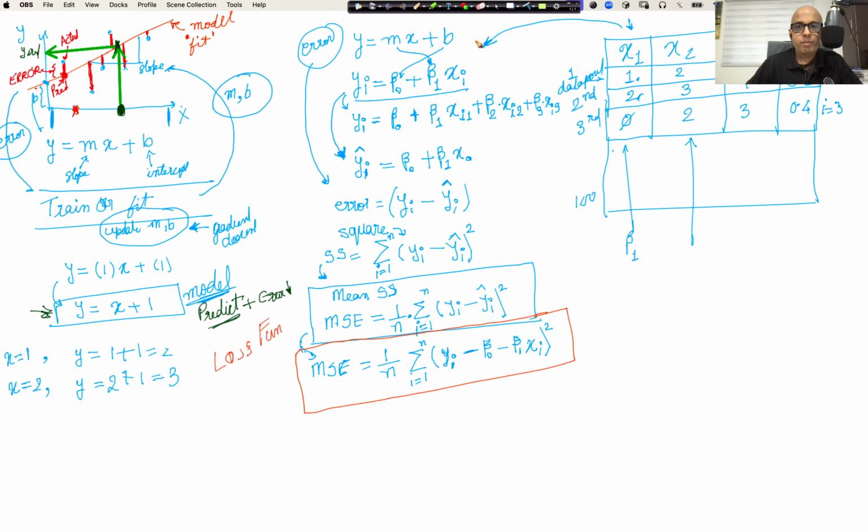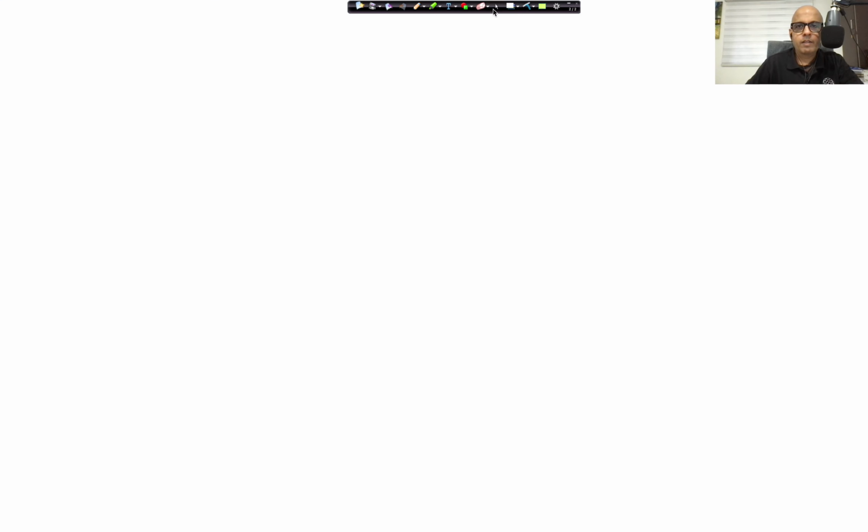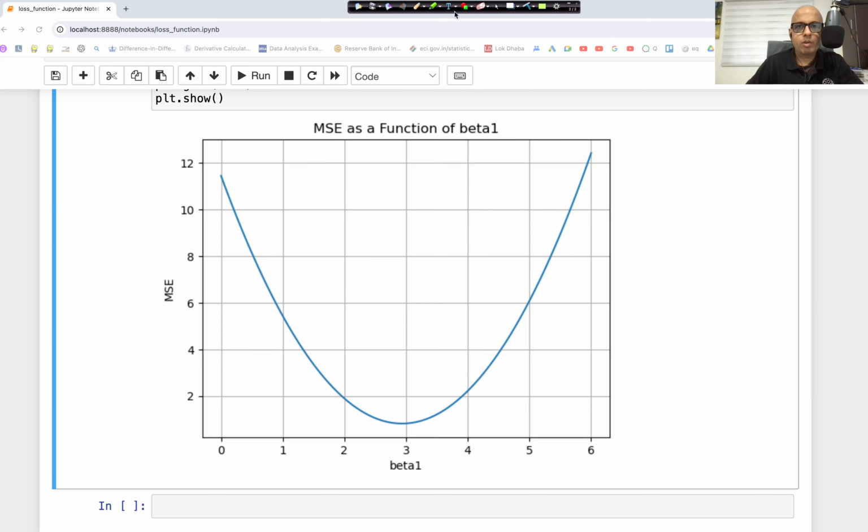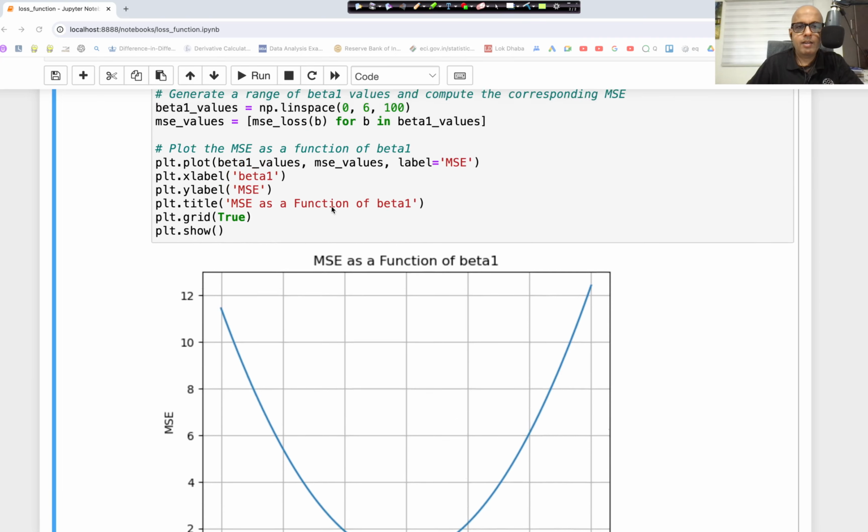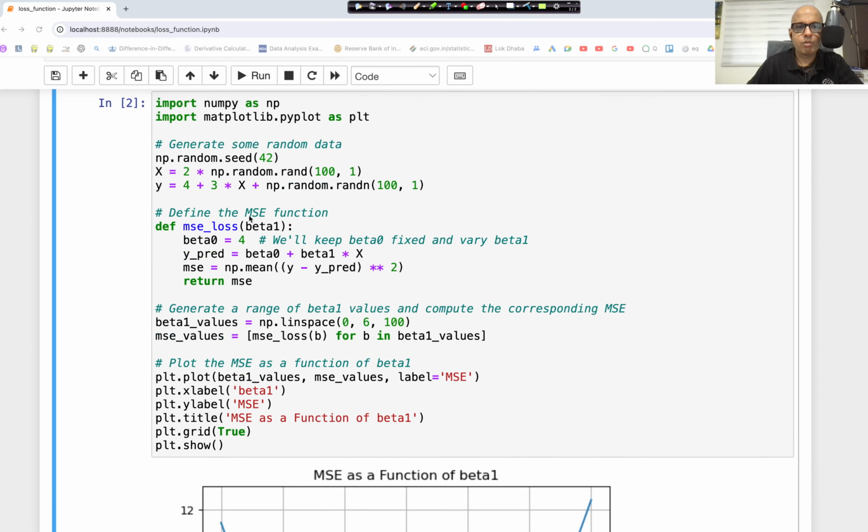And before we talk about gradients, I just wanted to share with you one plot. So let's see if I can pull it on the screen. Here is the plot, and here is the code for that. You can pause the screen to look at the code.